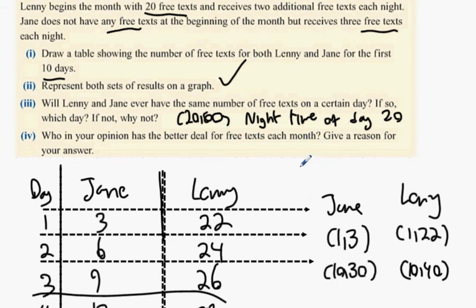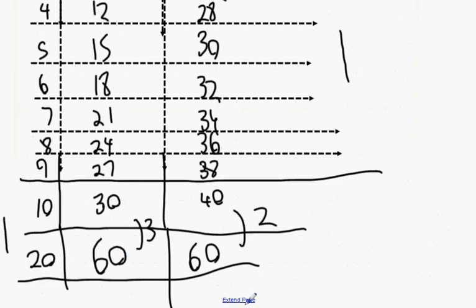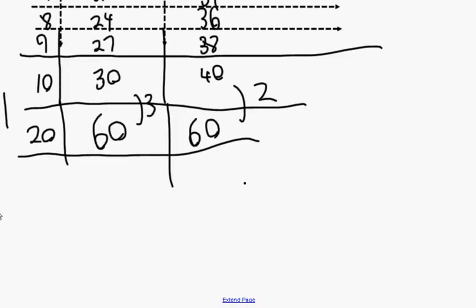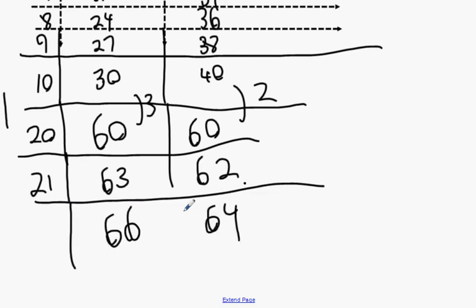Who, in your opinion, has a better deal? Now, you've made value arguments both ways. Here's what some people said. Some people said, look, after day 20, Jane's deal is going to take her above Lenny. So on day 21, Jane will have 63 texts compared to Lenny's 62. And that trend will continue, where Jane is gradually getting more and more texts.